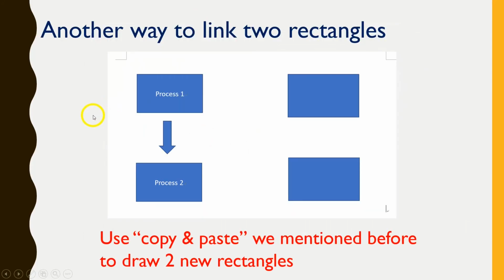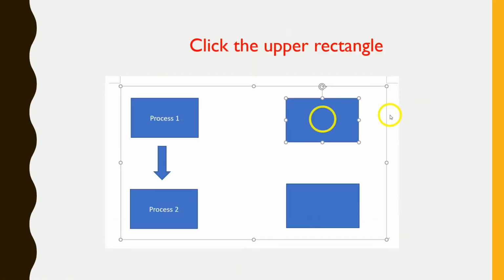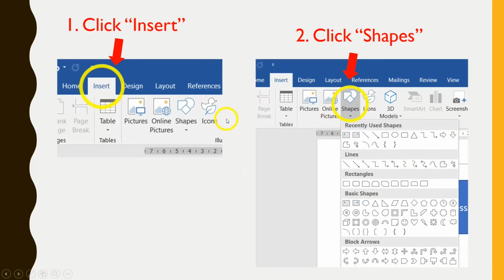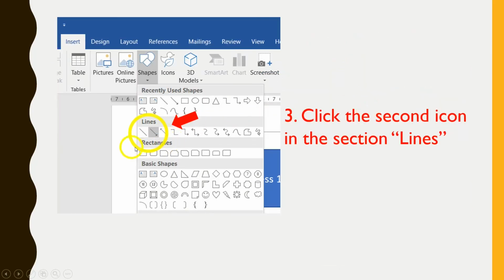Now, let's try another way to link two rectangles. First, use the copy and paste method we mentioned before to draw two new rectangles. If you forgot how to copy and paste, click the link on the YouTube card. Then, click the upper rectangle. Click Insert and click Shapes. Choose the second icon in the section Lines.